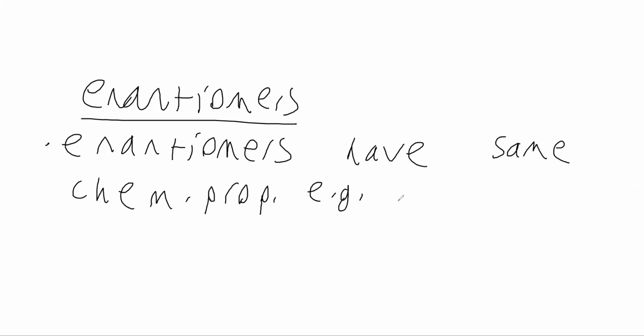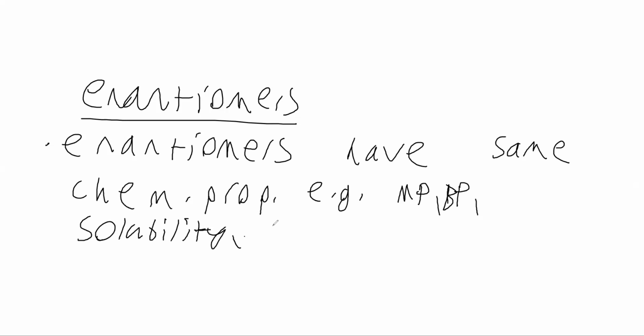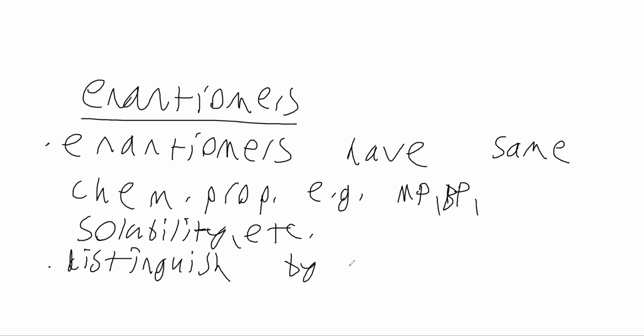Like melting point, boiling point, solubility, probably other stuff, but they have the same chemical properties. They look exactly the same if you're trying to distinguish them based on that. So the only way we can distinguish between a pair of enantiomers is by their optical activity, by their rotation of plane polarized light.